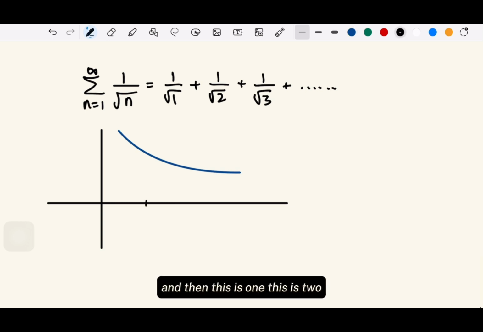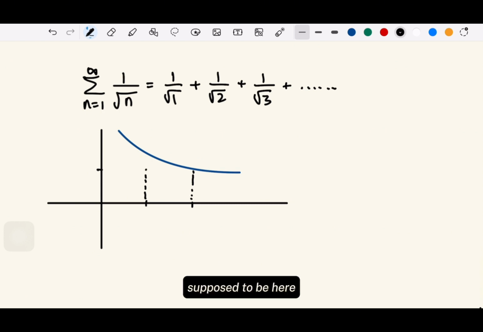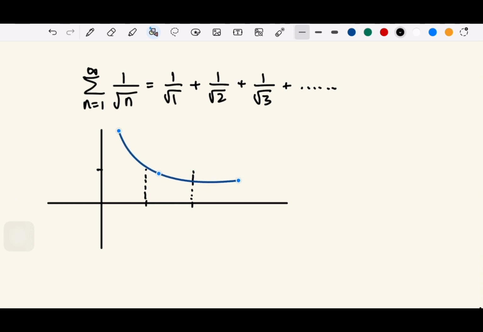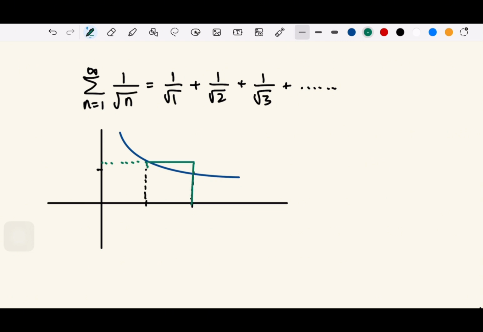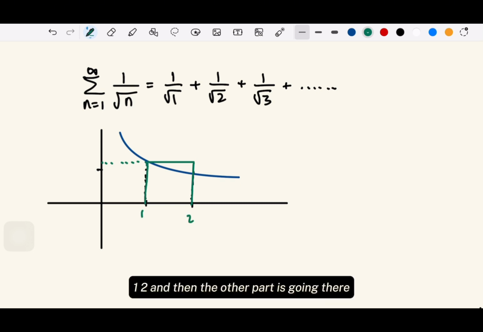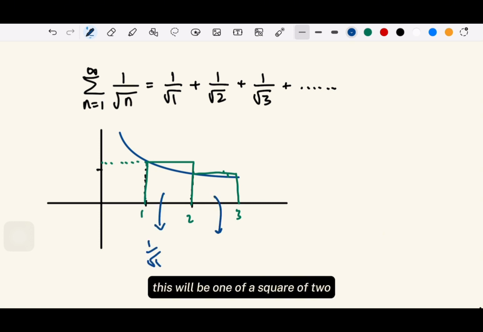Okay, and then this is 1, this is 2. Say the square root of 2 is around here. This is 1. It's supposed to be here, so let's say this one here, and then you start from that part. One, two, and then the other part is going there. It's three, and so on and so forth. This will be 1 over square root of 1, this will be 1 over square root of 2.